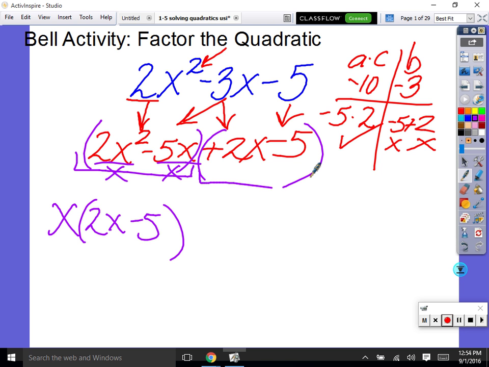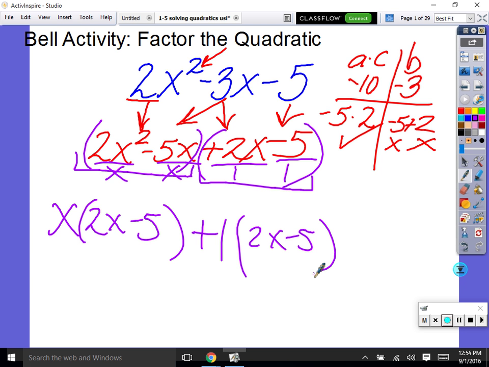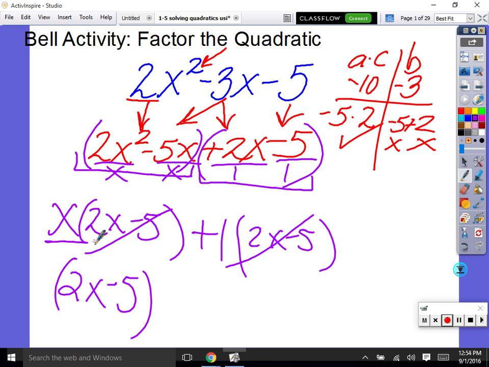What's in common here? Don't say nothing. Positive 1. You can't ever not have something in common. Positive 1. So we divide by 1, divide by 1. Don't we get 2x minus 5? Is it the same? So you've done it correctly. Now we can factor out 2x minus 5. So then it divided out and left us with x plus 1.